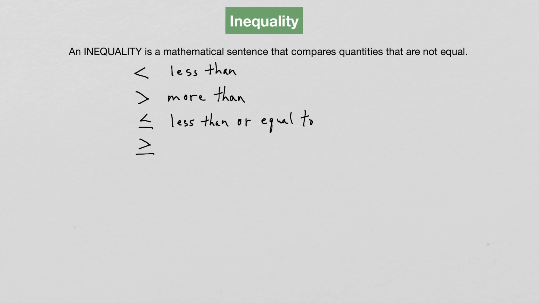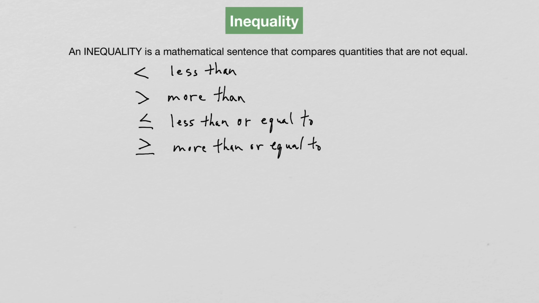The third symbol looks like the first one, except there's a line underneath. And what this means is any quantity on the left side of this inequality is less than or equal to the quantity on the right side. And finally, the last one represents a quantity on the left side that is more than or equal to the quantity on the right side.